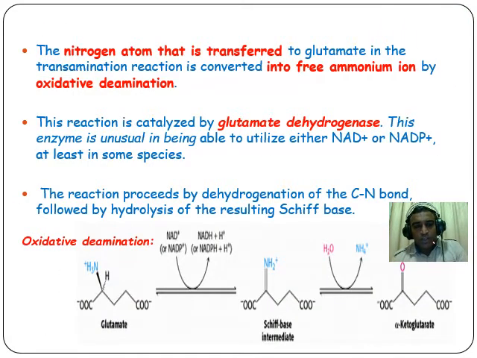So this is the oxidative deamination reaction, the second step, whereby the glutamate will become an intermediate Schiff base, followed by release of the amino group to become free ammonia and regenerate alpha ketoglutarate again.